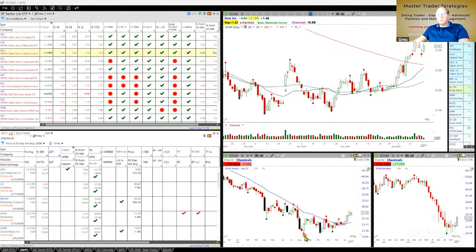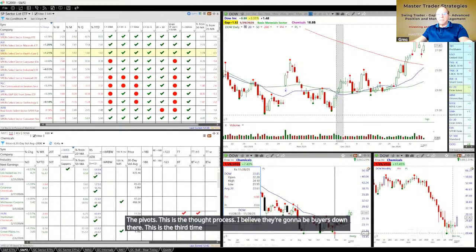Pivot low, support. Pivot low, support. It broke it. Pivot low, retest. Wide range bar down. It retraced back up again. Two pivot lows, two pivot highs, forming what's called the trading range. Comes back down again. This is where demand is. The pivots. This is the thought process. I believe there are going to be buyers down there. This is the third time down there.